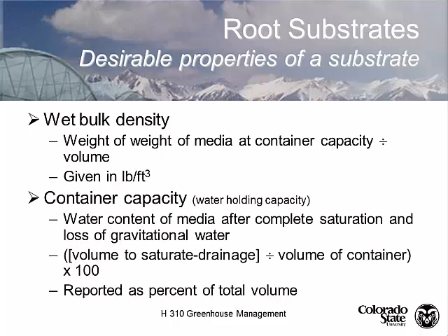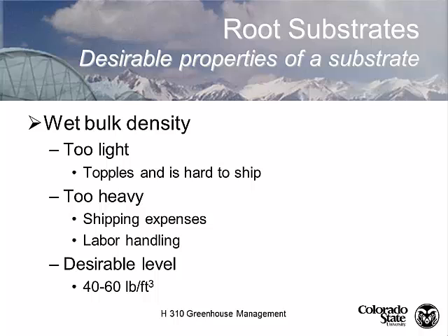And the wet bulk density refers to what that pot weighs at container capacity. Container capacity is similar to the water holding capacity that you covered in soils classes, but it's the water content of the media after complete saturation and all the gravitational water has fallen out of the pot. We'll do this in lab, where we'll calculate the container capacity with the volume to saturate versus what comes out and report it as a percent of the total volume. Again, if it's too light, it's topple hard. If it's too heavy, you have extra shipping expenses. We really want it to be around 40 to 60 pounds per cubic foot.